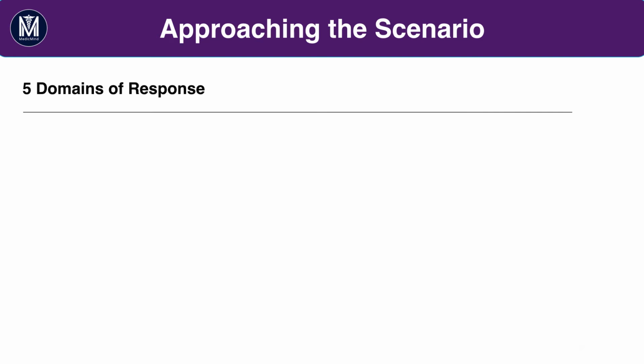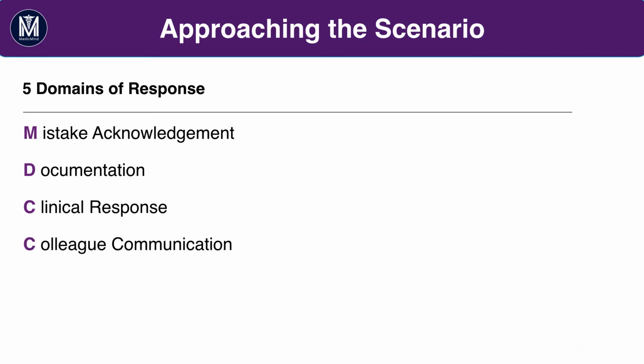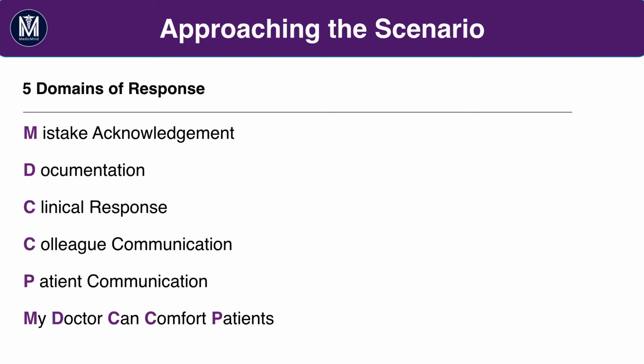Now let's talk about the 5 domains of response. When you read a response, don't see it as the only manner in which the medical student or doctor will respond. We can use 5 domains to categorize different possible responses. The first is mistake acknowledgement. Then we have documentation, clinical response, colleague communication, and patient communication. Now, a useful mnemonic to note here is my doctor can comfort patients. My doctor can comfort patients. MDCCP.